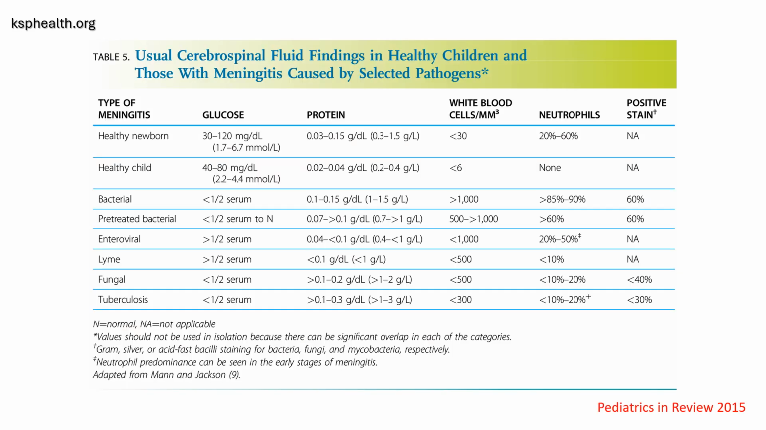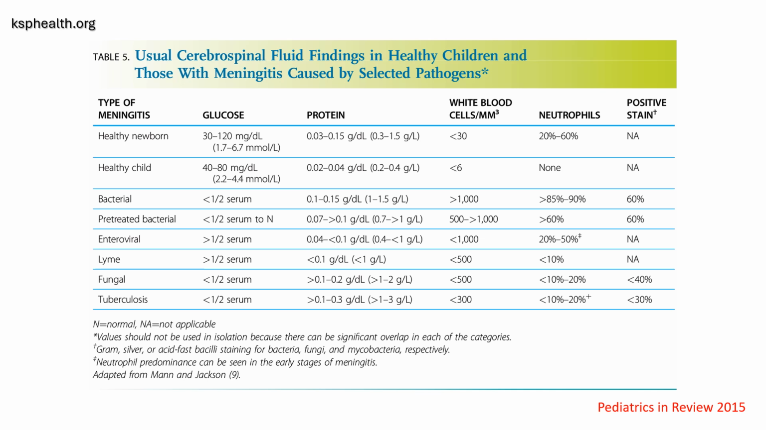This is a little bit in detail for smaller children, because their baseline is very different from adult CSF parameters. For example, a healthy newborn will have a glucose of 30 to 120. In a healthy child, the normal CSF glucose is 40 to 80, and as for cell count, 30 cells can be there in a healthy newborn, 6 cells can be there in a healthy child, and neutrophilic pleocytosis can be there in a healthy newborn.